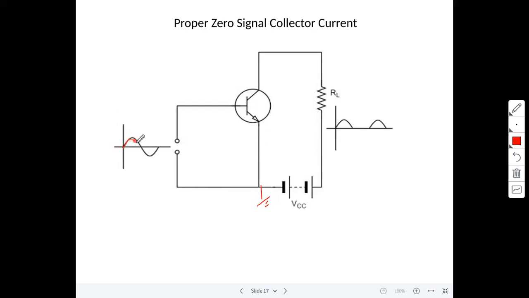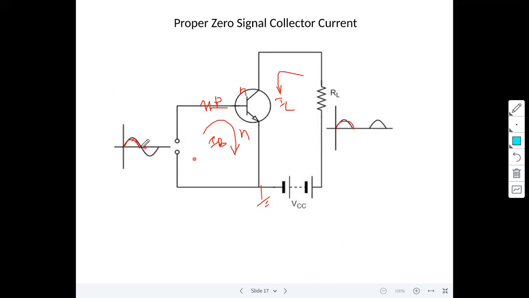For the positive cycle, here it is an NPN transistor. No doubt the emitter base junction is forward biased. Of course, there is a resistor. Then IB current flows. Whenever IB current flows, IC also flows, right? So the output contains the positive cycle. Now what about the negative cycle?